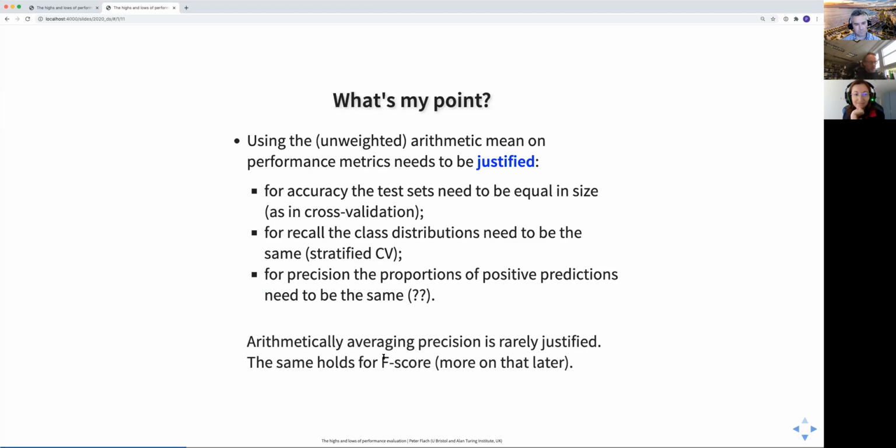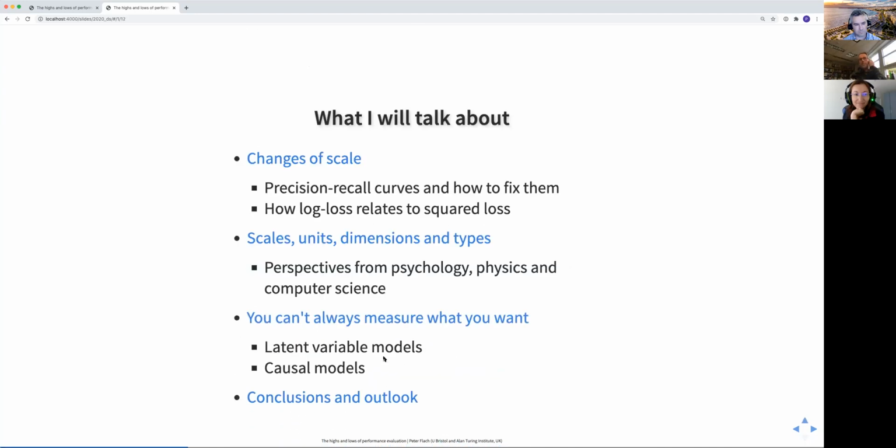At best, if you want to apply the arithmetic mean, you need to take the relative number of positive predictions as a weight. And actually the same holds for F-score. So I'll return to F-score later. So there are some subtleties here. So it's not all plain sailing here.